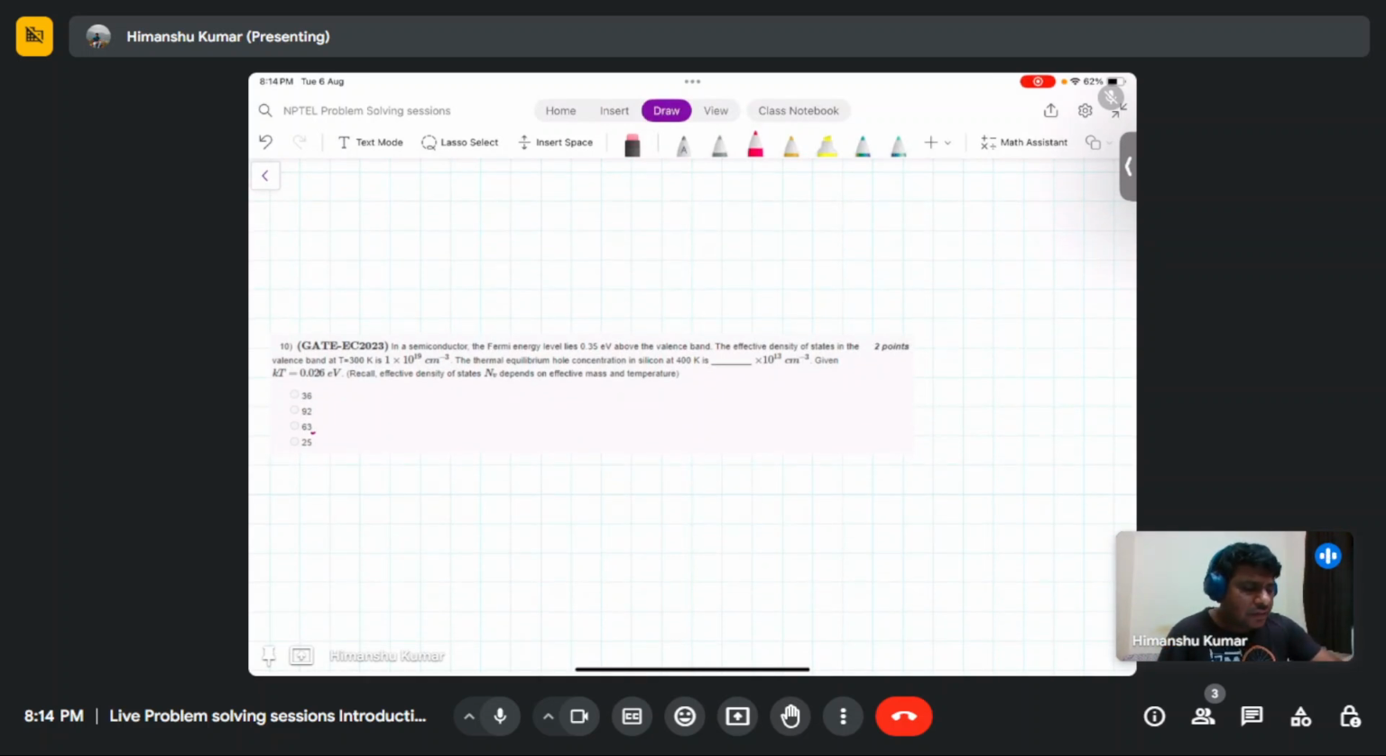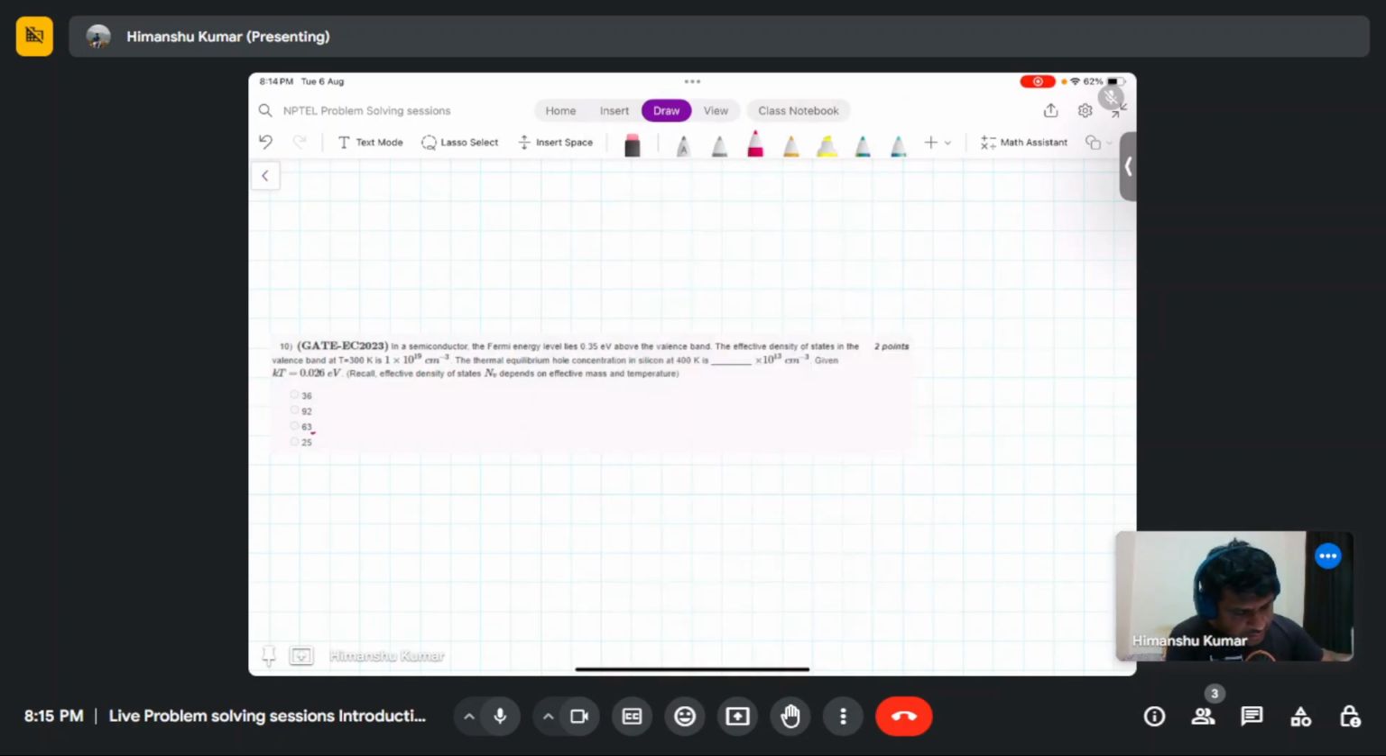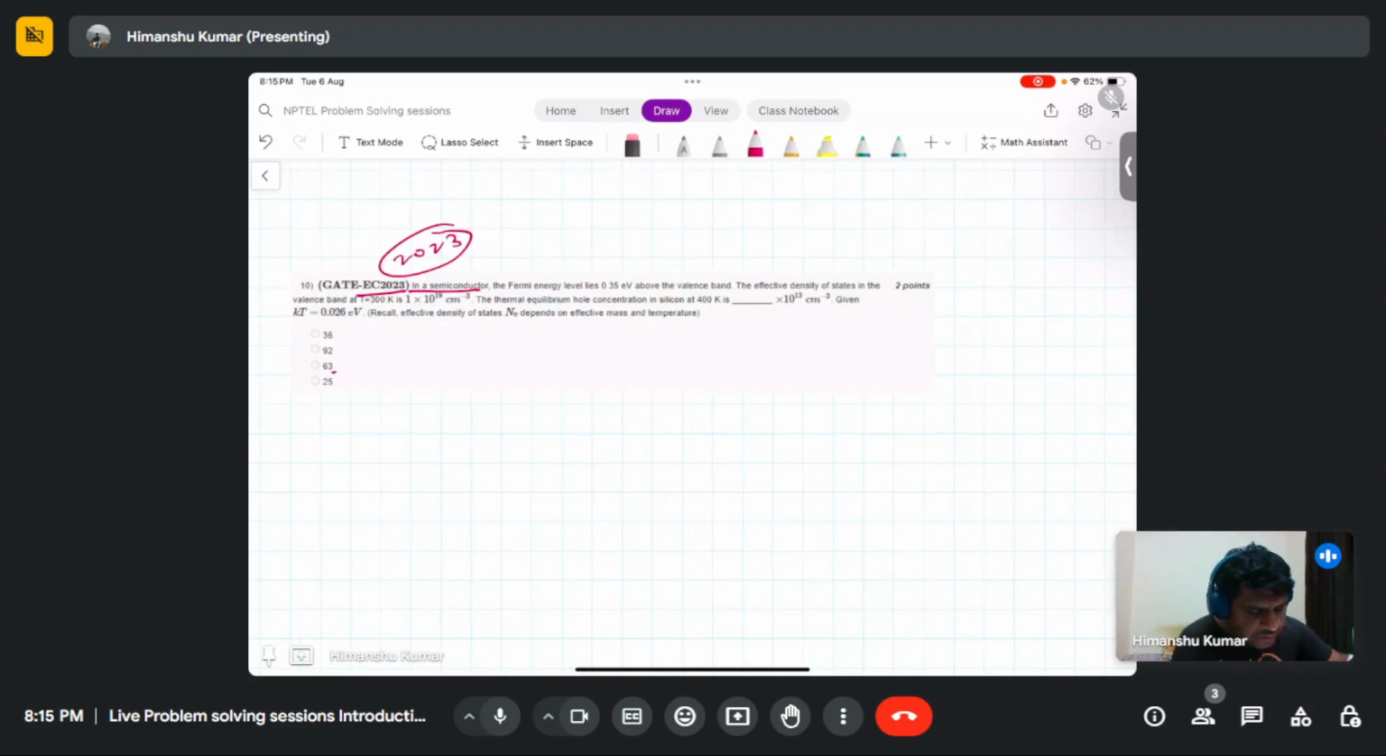So yeah, let's move to the next problem. This is the GATE 2023 problem, a very recent one. In a semiconductor, the Fermi energy level lies 0.35 eV above the valence band. The effective density of states in the valence band at 300 Kelvin is Nv, given as 1 into 10 power 19. What is the thermal equilibrium hole concentration at 400 Kelvin?